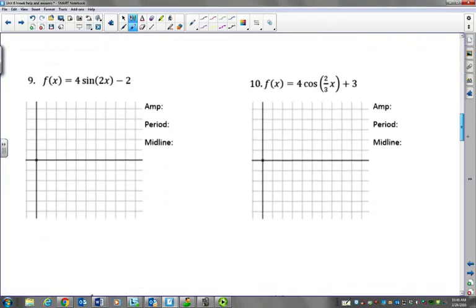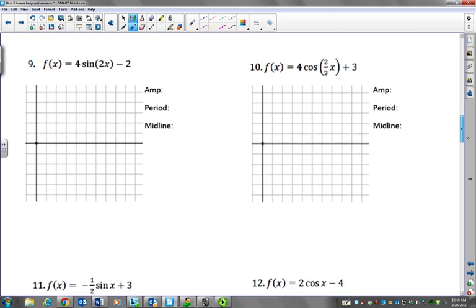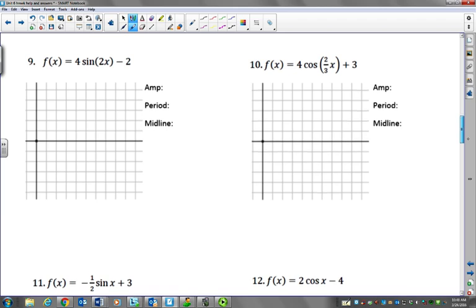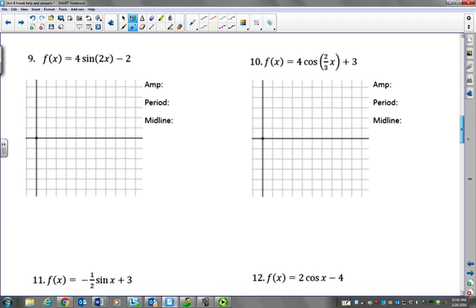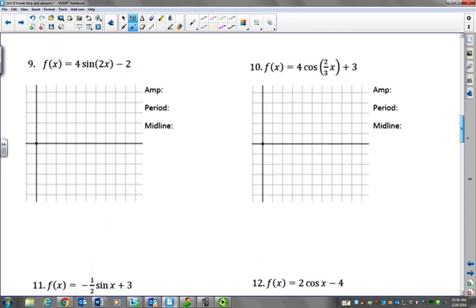All right, so now we get some of these harder ones, huh? So now we get some amplitudes, and not only do we get some amplitudes, but we also get some midline changes as well as some period changes. What? So let's maybe try to look at number 9.